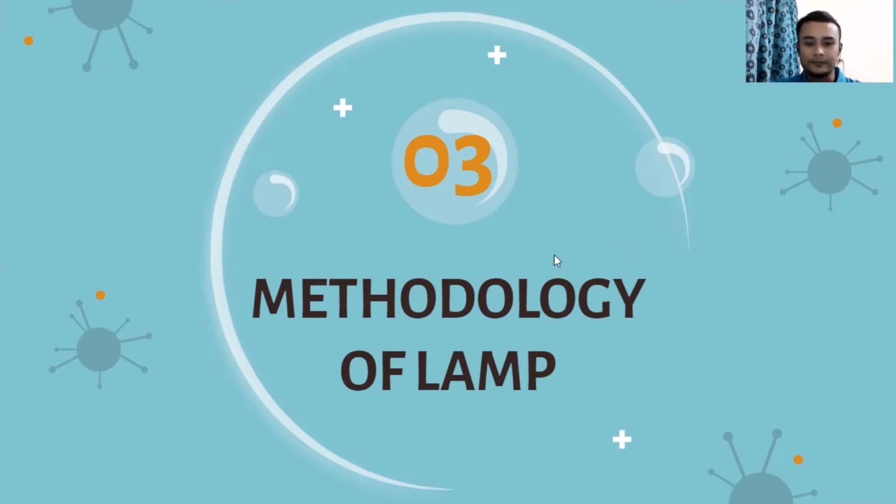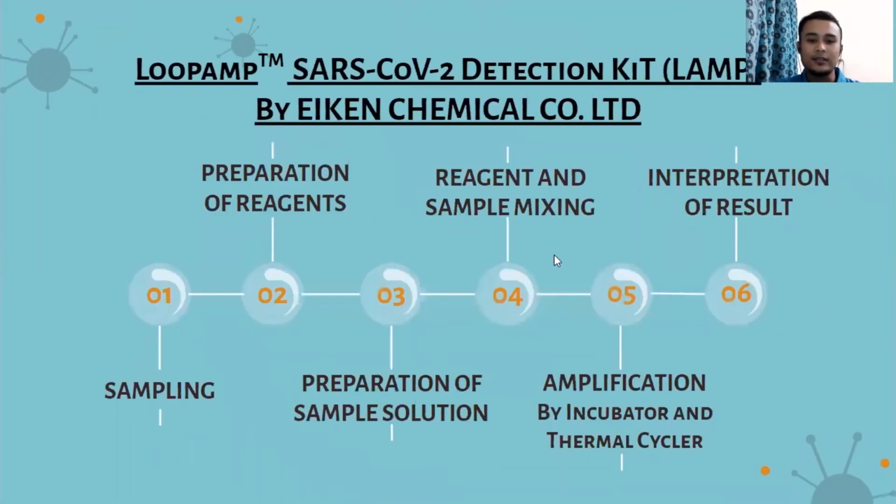Okay, for this methodology, we will use the method that has been applied in one kit that is established by Eiken Chemical Co. Ltd. This is one of the companies involved in infectious diseases. This company is also involved in manufacturing and sales of clinical diagnostics and equipment. One of them is the Lumipam SARS-CoV-2 detection kit. They apply the LAMP principle.